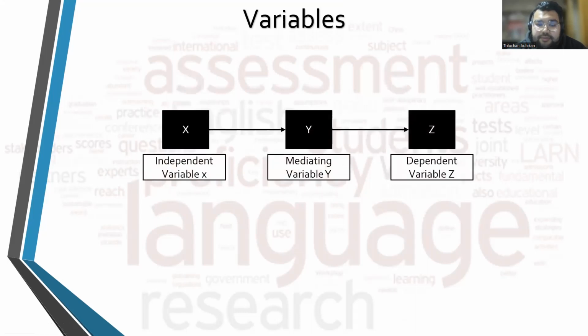Further explaining the mediating variable. A mediating variable is something that comes between an independent variable and a dependent variable. As I explained what independent and dependent variables are before, when an independent variable affects another variable and that variable further affects another variable z, the middle variable is known as a mediating variable.